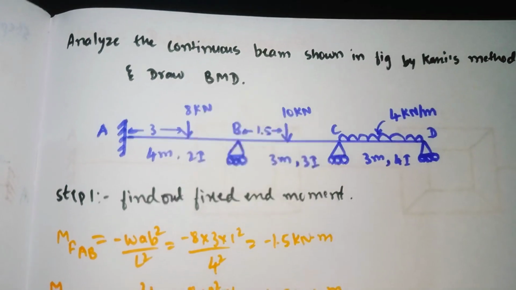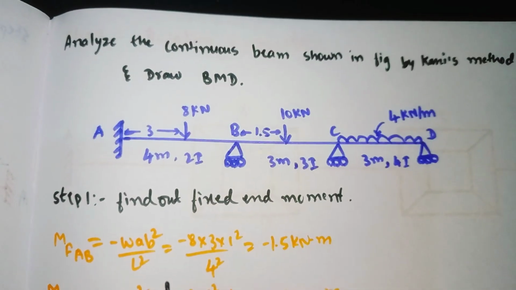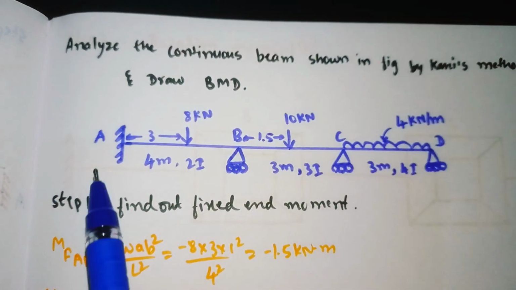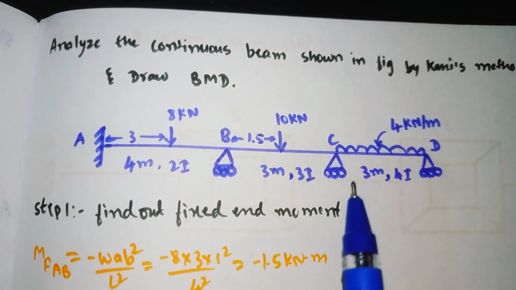So in the last video we have seen a problem of Kani's method. Today we'll see one more problem of Kani's method: how to analyze the problem by using Kani's method. So this is the given problem. Analyze the continuous beam shown in the figure by Kani's method.